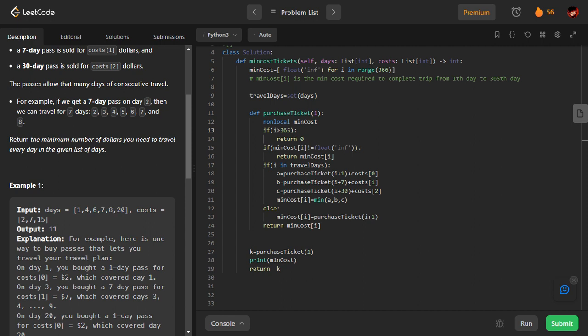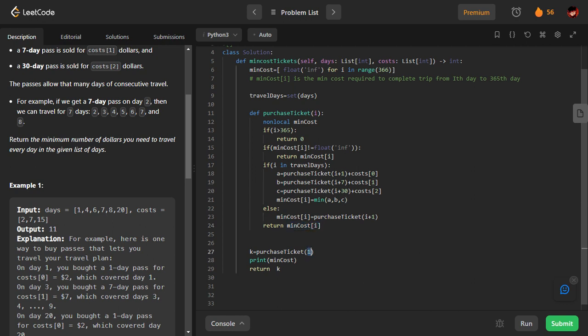If I travel continuously after day 4, then a 7 day pass will be good, right? But if I actually travel on the 20th day, then a 7 day pass won't be useful. That's why I'm calculating all the values: with a 1 day pass, a 7 day pass, or a 30 day pass, which will be beneficial for me in the future. Finally, I'm taking the min of them. That means if I travel from the ith day onwards, whichever pass is going to be useful for me, I'm storing it, and then finally returning that value.